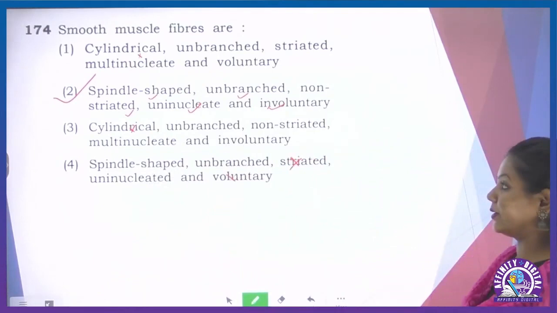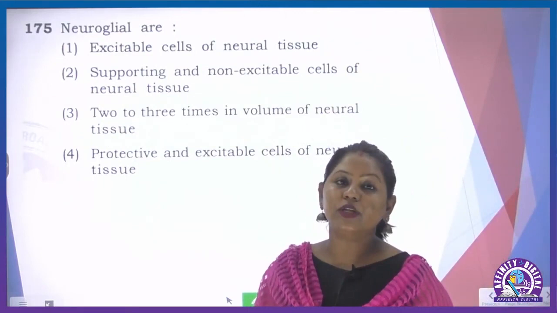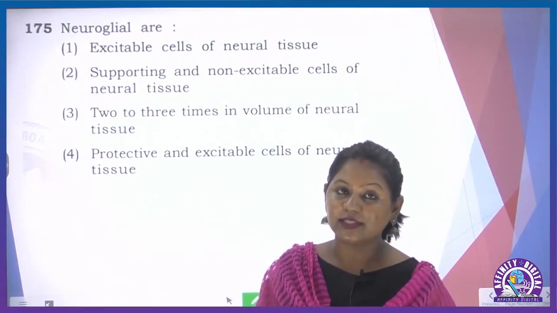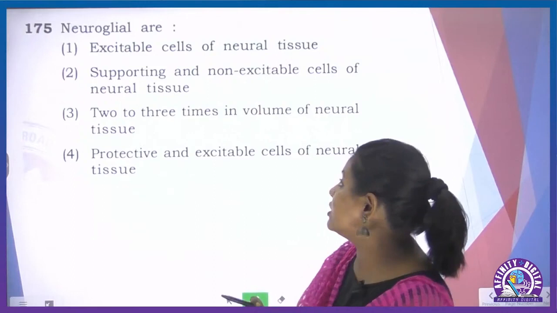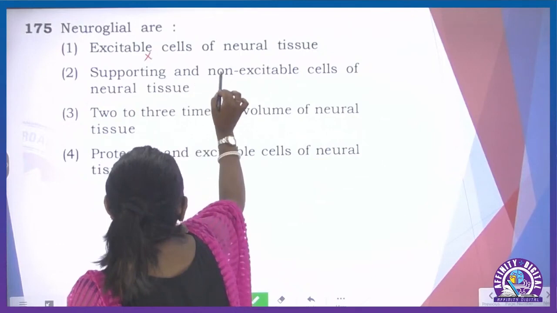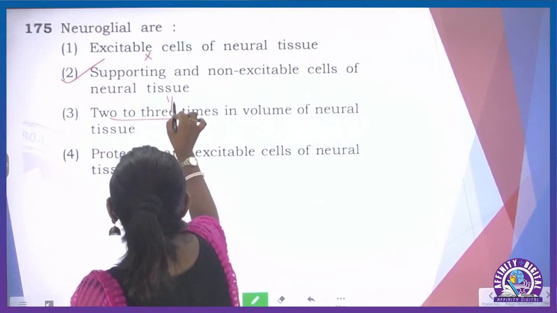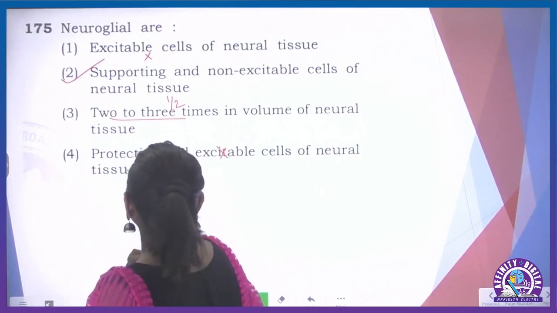Neuroglial cells are the supporting cells. They are non-excitable cells. Okay? The neuroglial cells are astrocytes, then oligodendrocytes, and then the microglial cells that are present in our neural tissue. So neuroglial cells are not excitable. These are supporting and non-excitable cells, correct? 2 or 3 times in volume, no, it is only 1/2 of the volume of the neural tissue. Protectable and excitable, excitable again will not be. So 175 is the correct one.